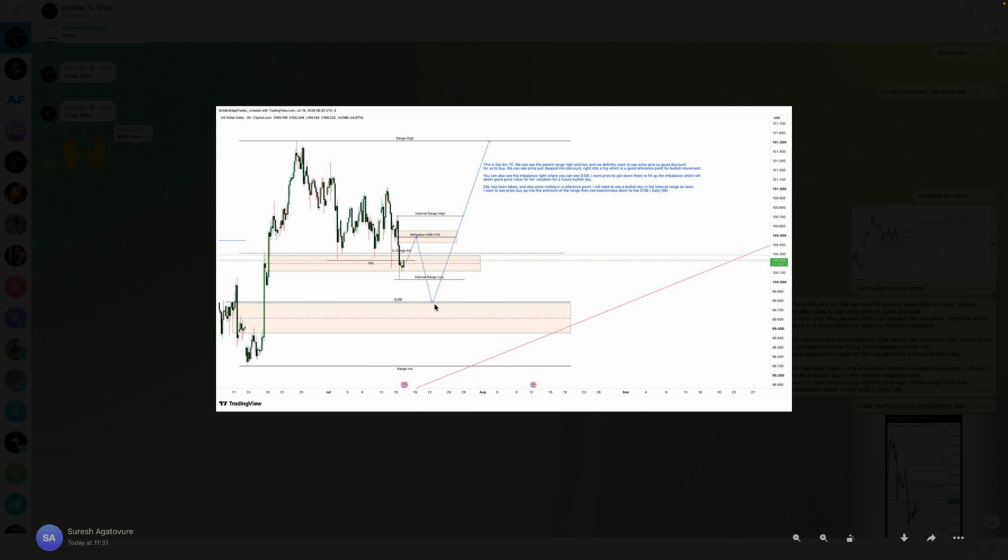Why do I want to see price get down here? Because of this imbalance here, right? If this was not here, definitely it would start trading up from here, but this imbalance needs to be filled. So yeah, we need to see price get here.